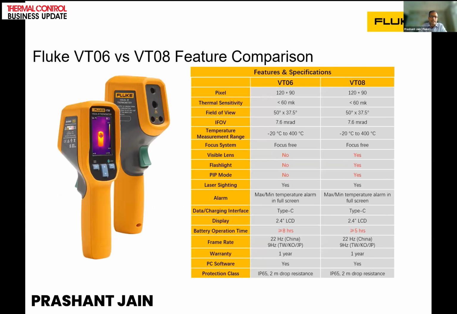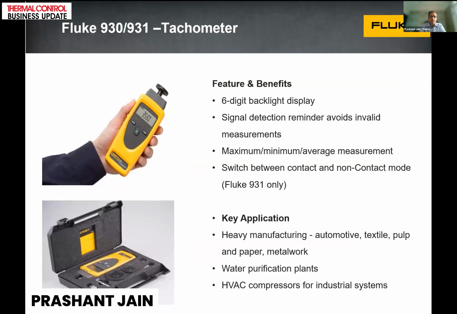This is the handheld unit, VT08. Tachometer to understand the speed of our motor. So we can use a tachometer to measure the speed of motors and conveyors, pumps, chillers, if they are overspeeding or underspeeding.